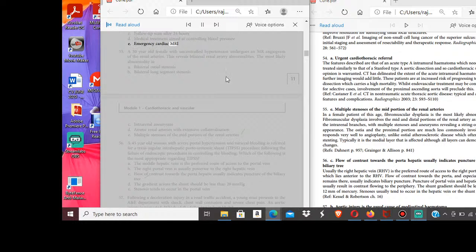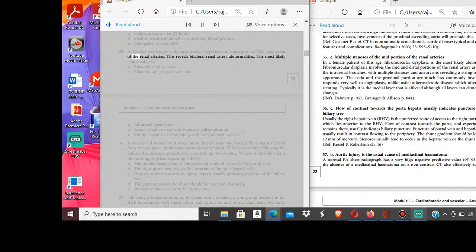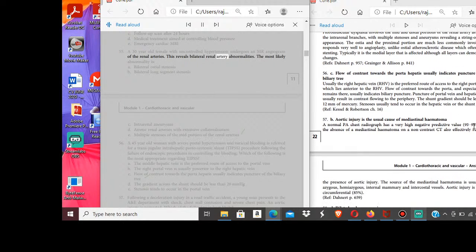55. A 30-year-old female with uncontrolled hypertension undergoes an MR angiogram of the renal arteries. This reveals bilateral renal artery abnormalities. The most likely abnormality is A. Bilateral ostial stenosis. B. Bilateral long segment stenosis.